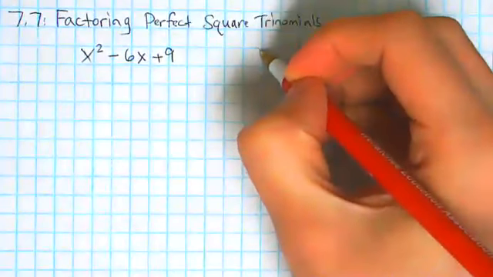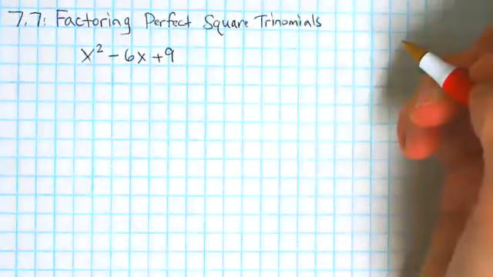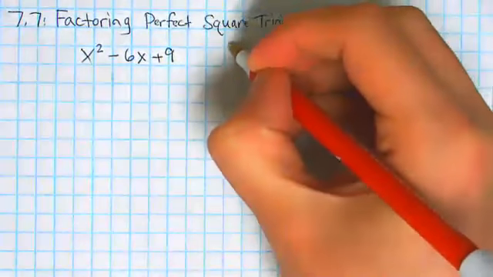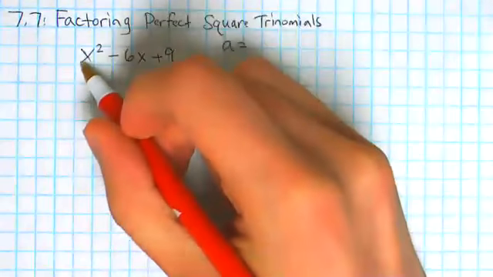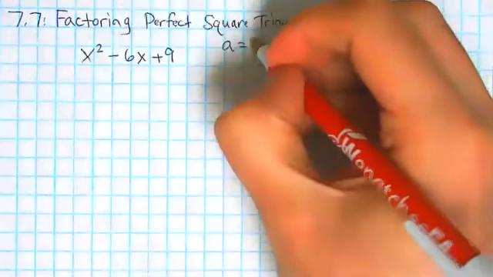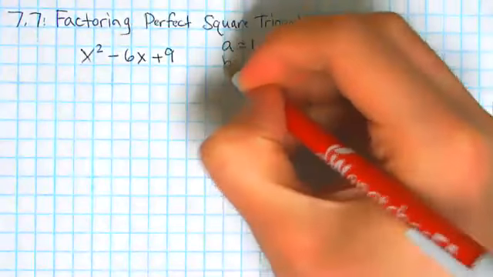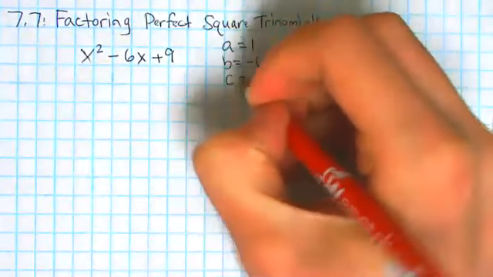And once again, we're going to start by looking at our a, b, and c as we have in the various other problems we've done. So our a in this problem, well, that's the implied 1 attached to the x squared. So it's just a equals 1. B is equal to -6, and c is equal to 9.